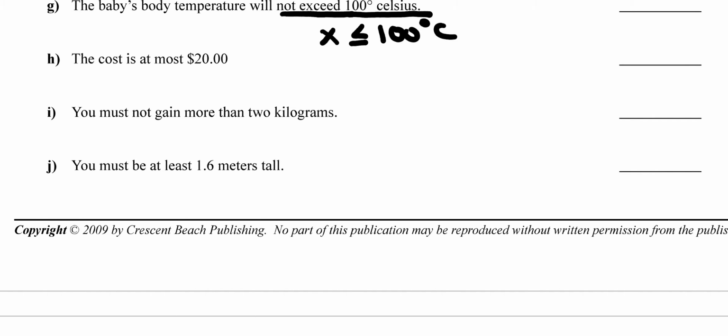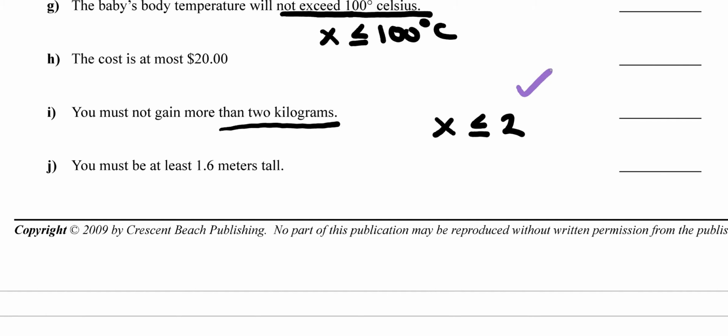Okay, let's move on to I. You must not gain more than 2 kilograms. Okay, so you must not gain more than 2 kilograms. All right, so you can definitely weigh 2 kilograms, but you can't go past 2 kilograms. So let's just say X is going to be less than or equal to 2. So that statement is correct.